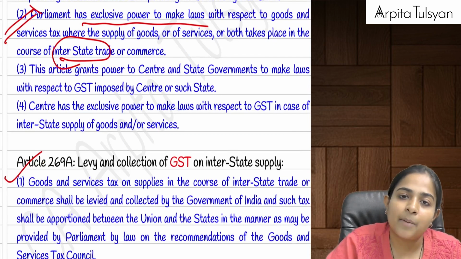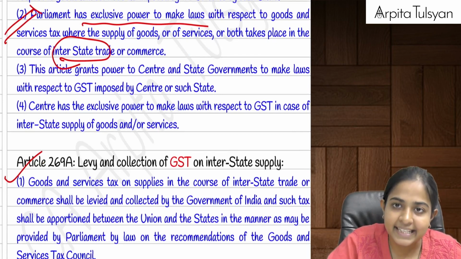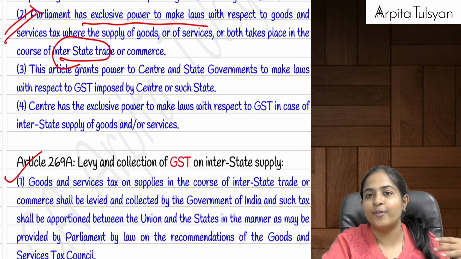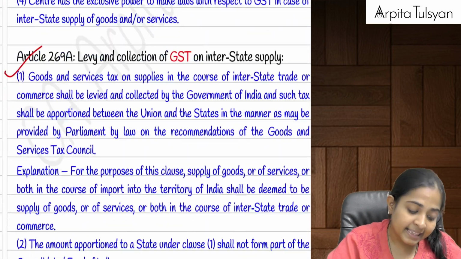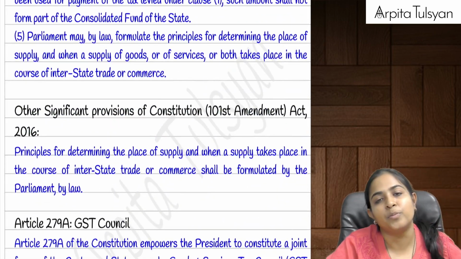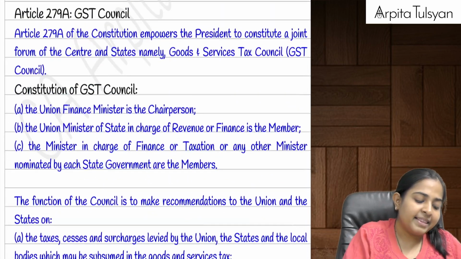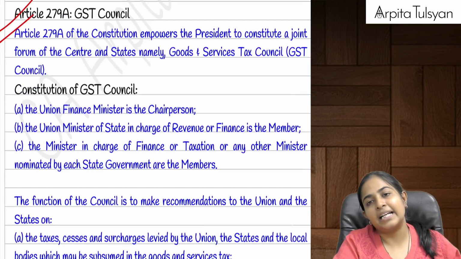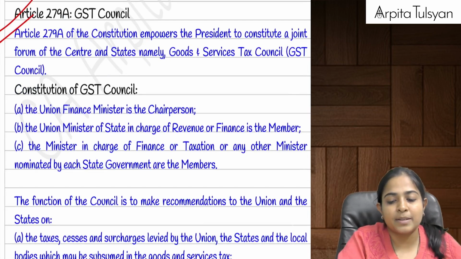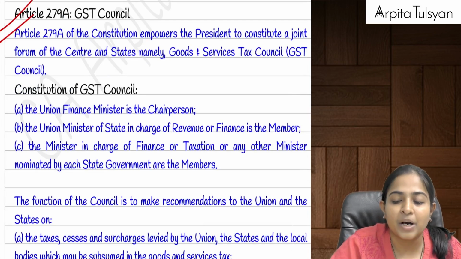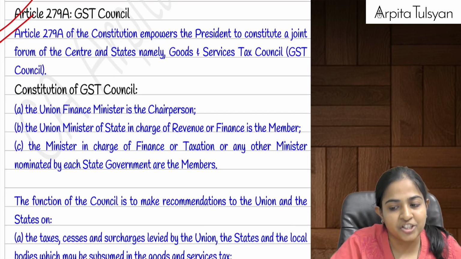Parliament has given the power that we can levy and collect IGST on it. And do you recollect what we are going to do with this particular IGST? This will be ultimately shared between whom? This will be ultimately shared between the center and the state. Then the next important article here is article number 279A, which talks about the GST Council. Now, what is the purpose of this particular GST Council?